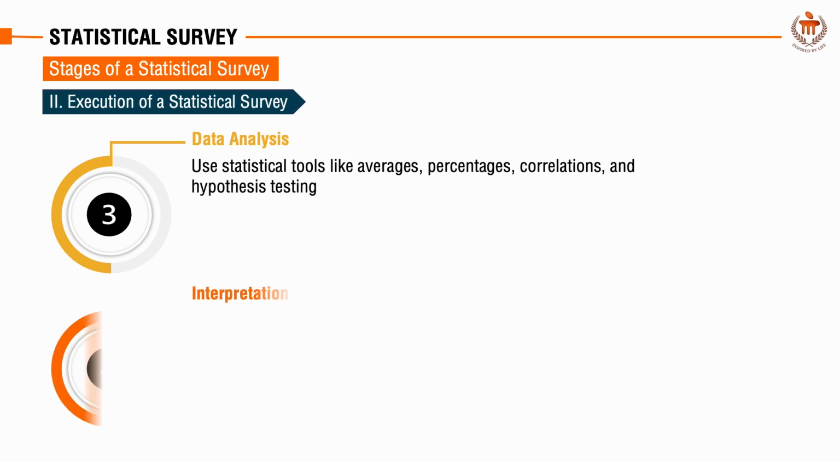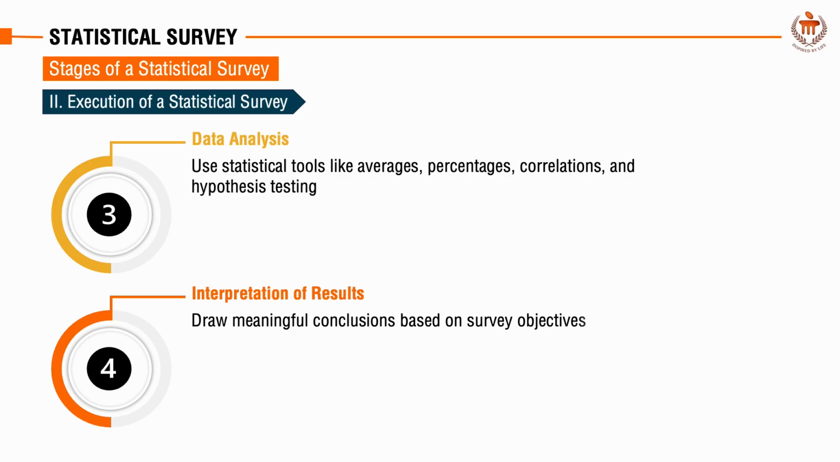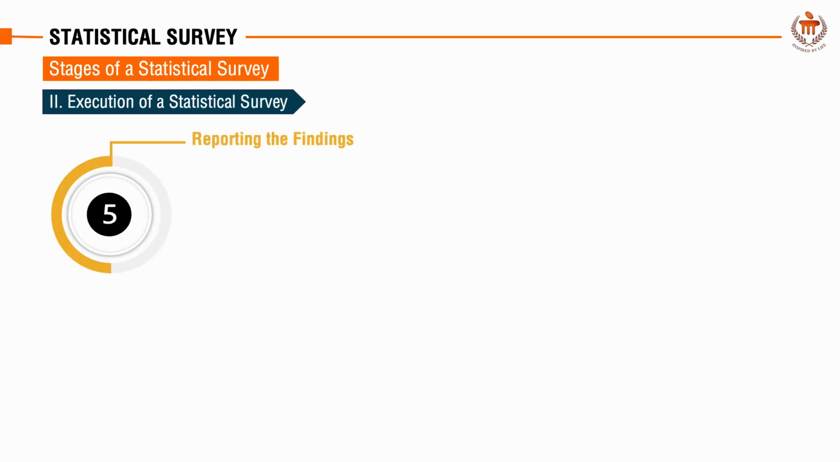And after analysis, interpretation of result is carried out to draw meaningful conclusions aligned with the survey objective. This step connects the findings to the survey's goal and provides actionable insights. So finally, the reporting of findings involves presenting the results in a clear and visually appealing manner, where tables, graphs, and charts are used to ensure that the data is clearly understood by the target audience. These stages collectively ensure that the surveys provide accurate, reliable, and actionable insights.